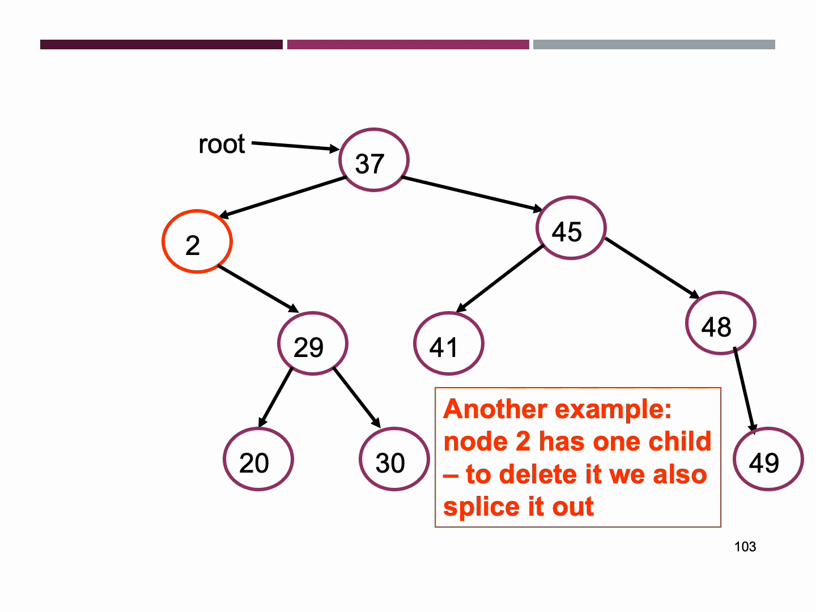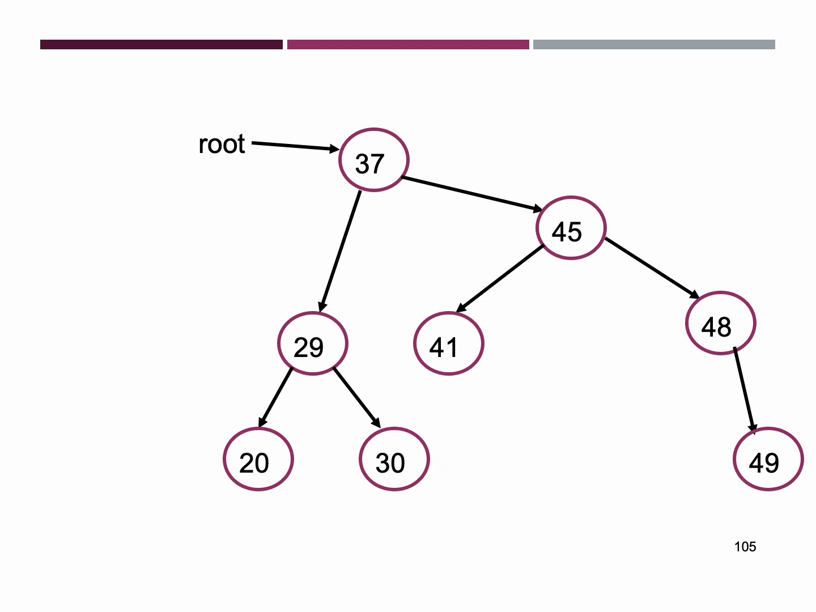Now another example: node 2 has one child, and to delete it we also splice it out, because 29 is also less than 37, so we can do that. So we are deleting 2.